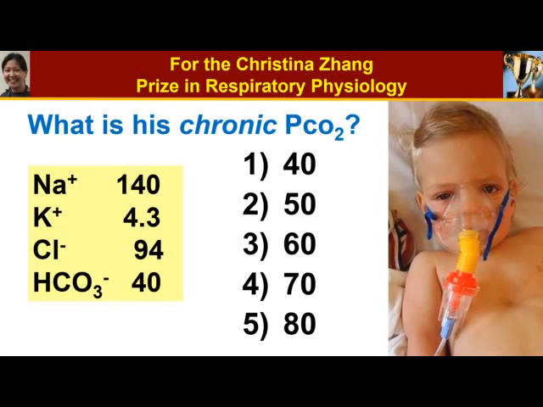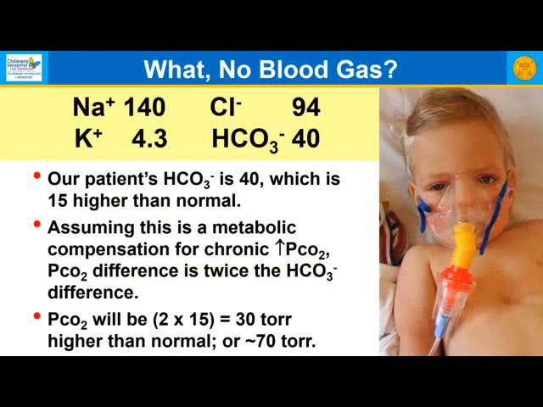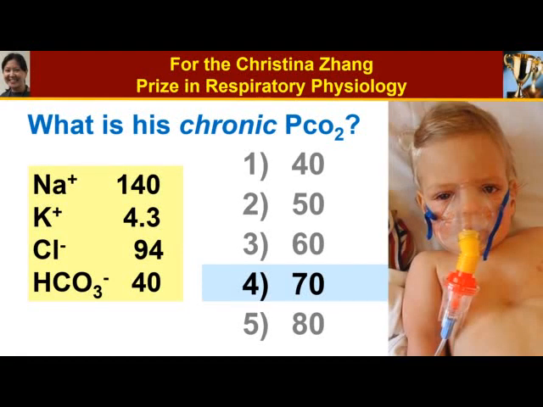So think for a moment about what we did last time. Bicarb here is 40. Is his chronic CO2 40, 50, 60, 70, or 80? Give you a minute. Okay. So our patient's bicarb is 40, which is 15 higher than normal. So again, assuming this is metabolic compensation for chronic CO2 retention, the CO2 difference is twice the bicarb difference. So it'll be 2 times 15 in this case, or 30 higher than normal, or 70. This child's chronic CO2 is 70.